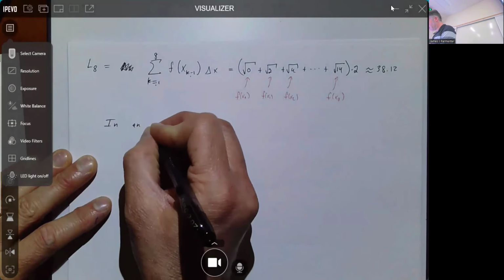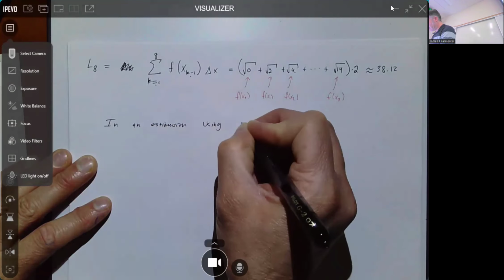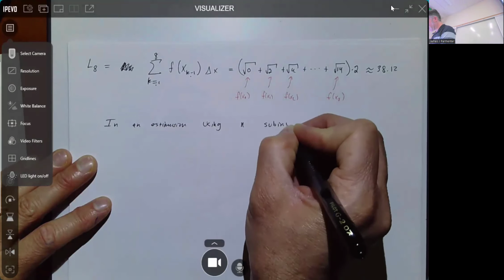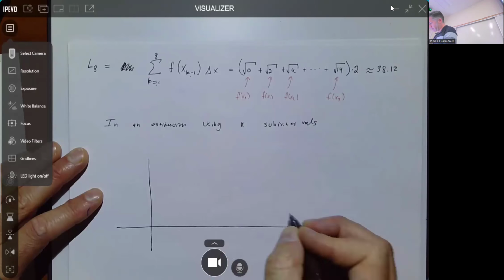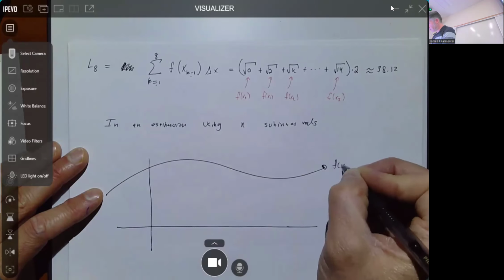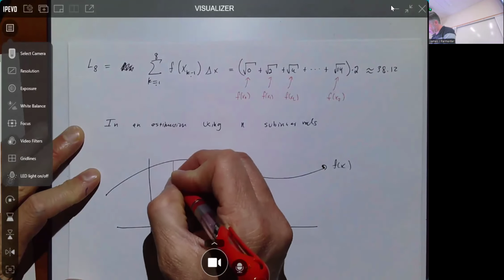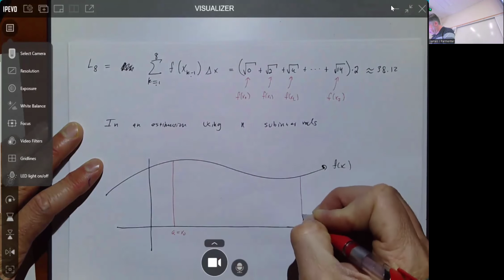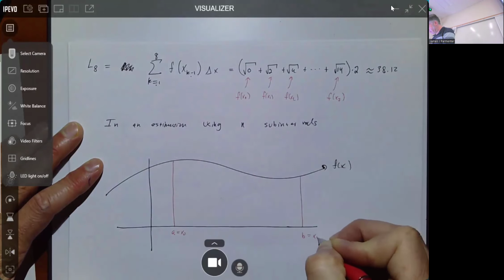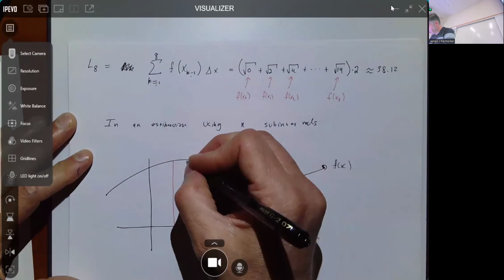in an estimation using n subintervals, which I'm just going to draw very generically here. Here's some function. We're starting at some left endpoint. Let's use different colors, James, because I always make this mistake, making it look terrible. So we're starting at a left endpoint of A, which I'm going to call x sub 0, to a right endpoint of B, which is going to be x sub n. We break this up into n subintervals, so we've got all these subintervals.